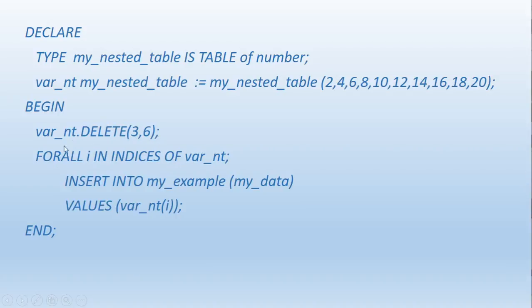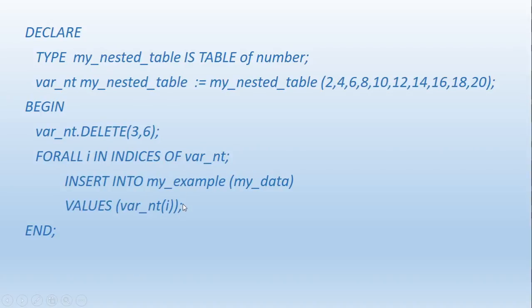And then what I have done using the FORALL statement: FORALL i IN INDICES OF var_ant. Instead of using the lower and upper bound clause, I'm using indices of. This var_ant is a variable which is actually holding all the collection elements. Using this indices of var_ant, I've inserted the same values again using this insert command. Insert into my_example table, the name of the column is my_data, and here we are inserting all the values in the collection after deleting some values. So this is how indices of works.